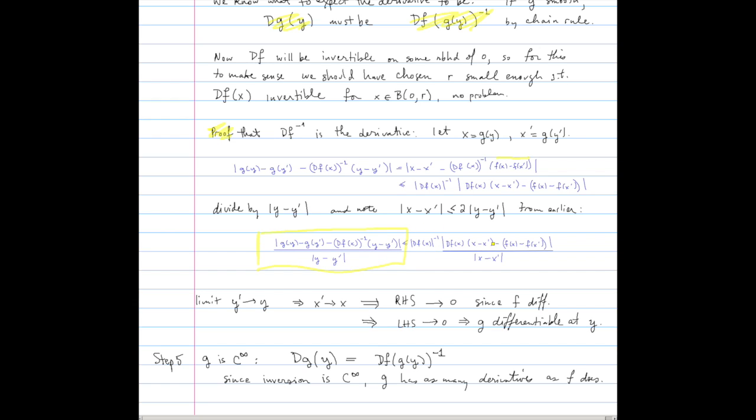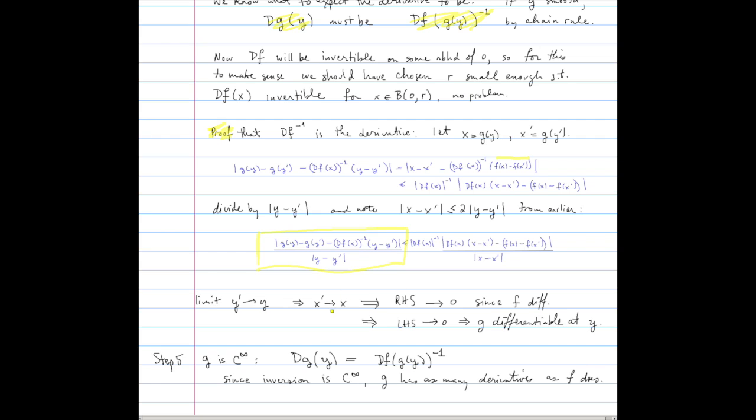operator dfx, and then this expression. But the point is that because we've taken out this inverse factor, the right-hand side is just the expression for the derivative of the function f. And so as we let y prime approach y, then because of the continuity of g, x prime will approach x. If x prime approaches x, then by definition of the derivative of f, this right-hand side goes to 0, and this is just some bounded expression in that open set, and so that means that the whole right-hand side goes to 0. And because it bounds the left-hand side, the left-hand side goes to 0, and that tells us that g is differentiable at y.